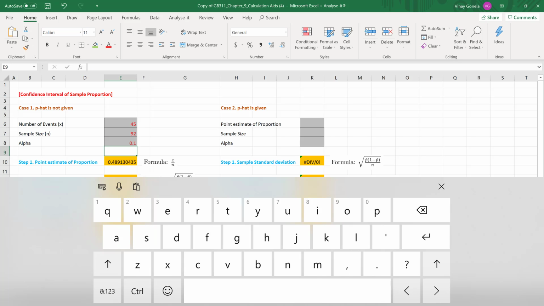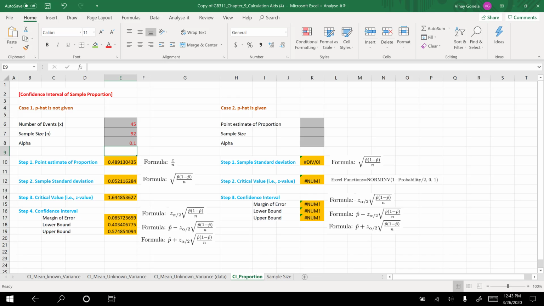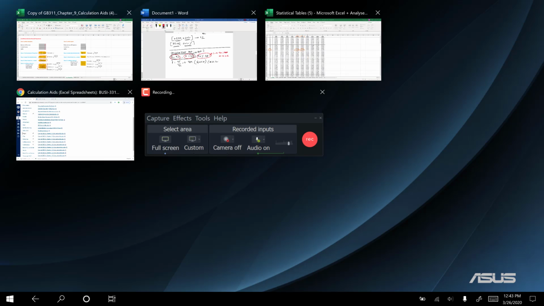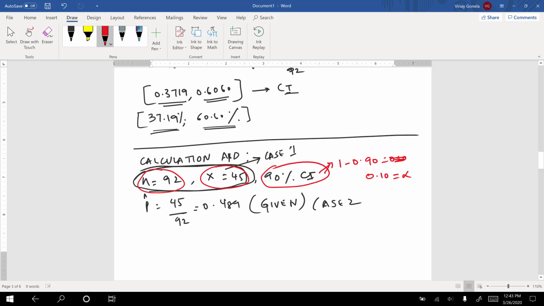Hit enter. So you see we got our point estimate, which is 0.489. We got our sample standard deviation, we got critical value 1.64, and then we got margin of error, and then we got lower bound and upper bound. So you can use case 2 for the same problem if you assume that these are not given. So these are not given, this is given.